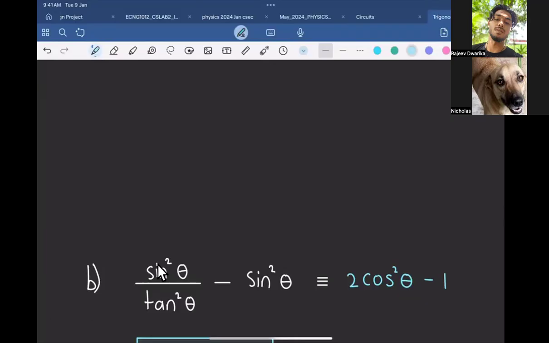So in this question, what's the first thing you're going to do? Come on, Nicholas, what's the first thing you have to do before proceeding forward? I use the tan theta in the denominator and turn it into sine squared theta over cos squared theta. Yes.